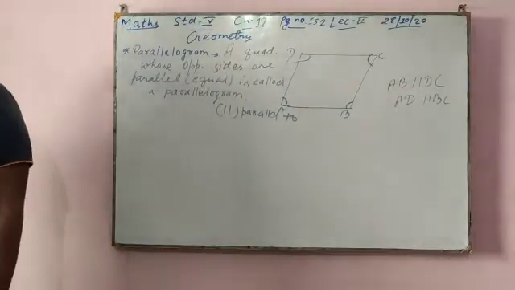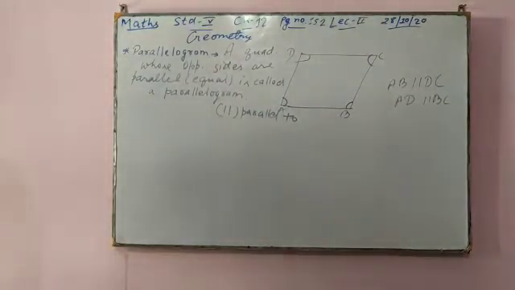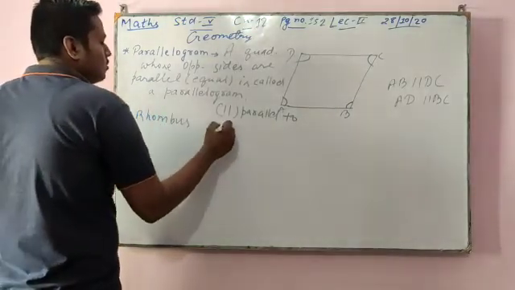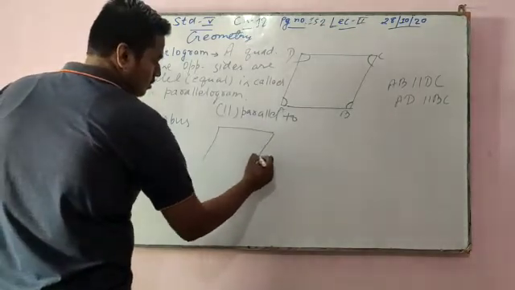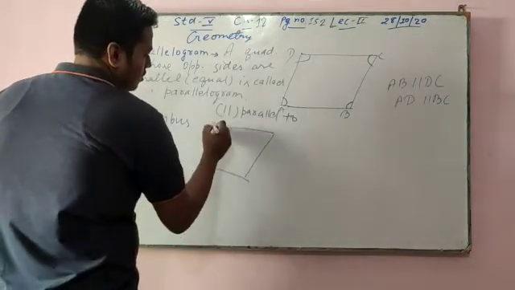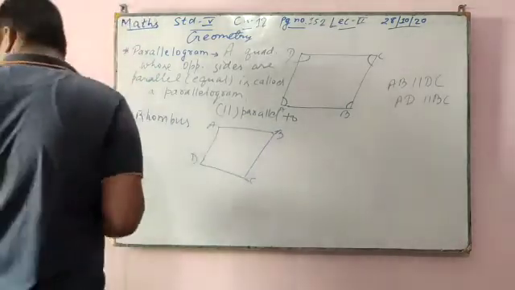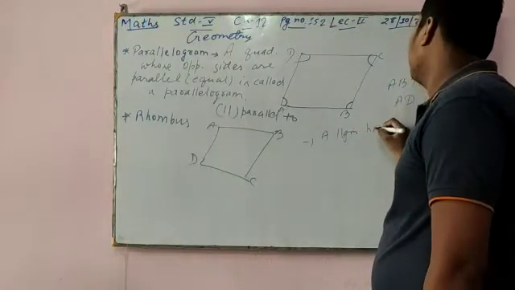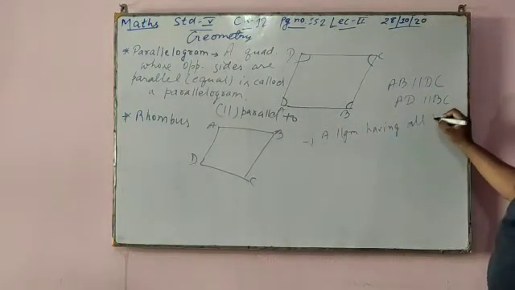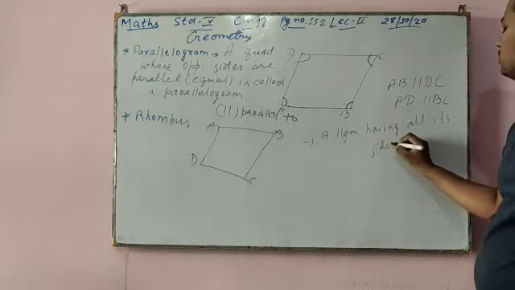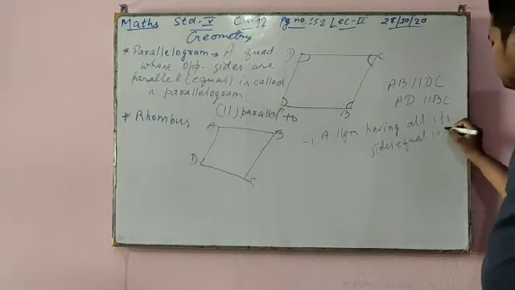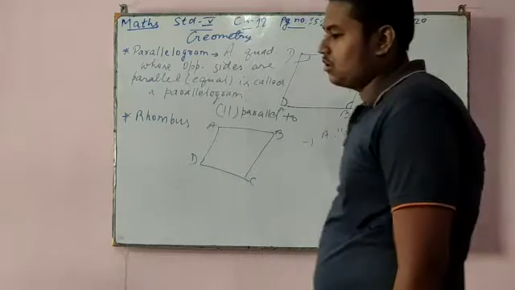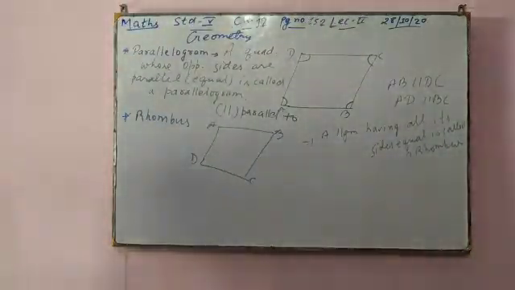Now next I will move to rhombus. Okay, rhombus. So this is the figure of a rhombus. This is also a parallelogram having all its sides equal. A parallelogram having all its sides equal is called a what? Rhombus. It's called a rhombus.